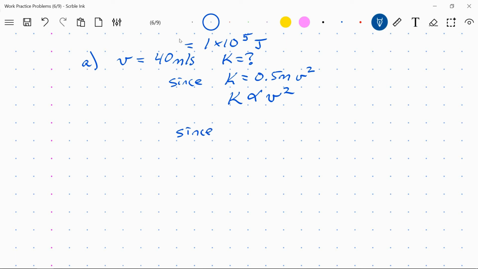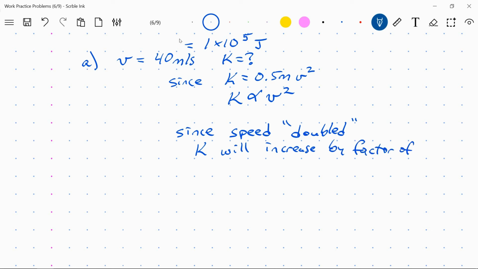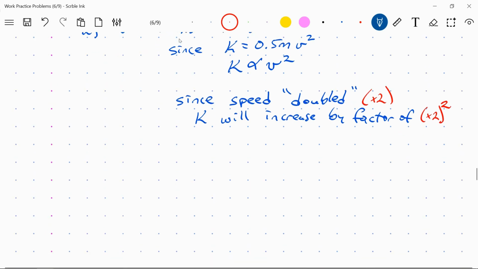Okay, so since the speed doubled, at least for part A compared to the previous part, the kinetic energy will increase by a factor of, and how about if I just do this for emphasis, 2. The kinetic energy will change by that same factor squared, since it's proportional to the square.